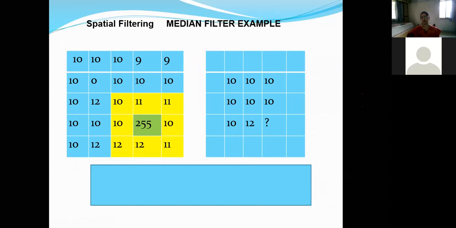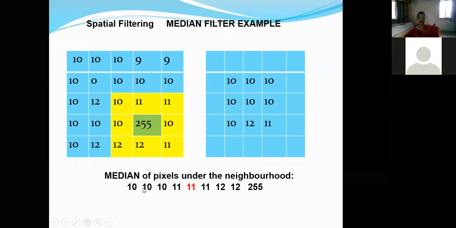I'm getting a few answers from Sakshi, Sai, Pranav, Sanidhya. Very good. Shravan, I'm getting answers. Very good. So if you arrange these 9 pixels, you will get this sorted array, and this central value is 11. So the new value for this pixel is 11.